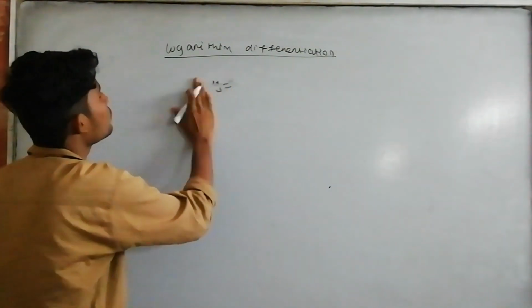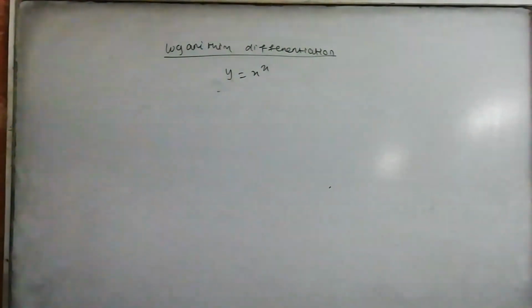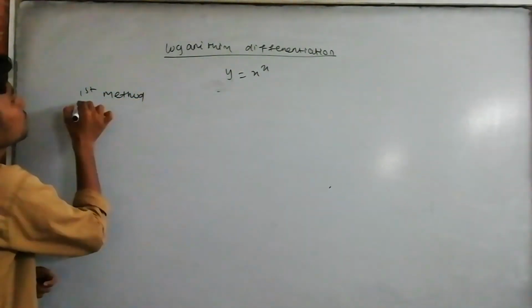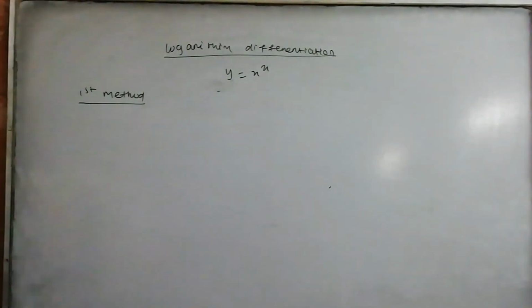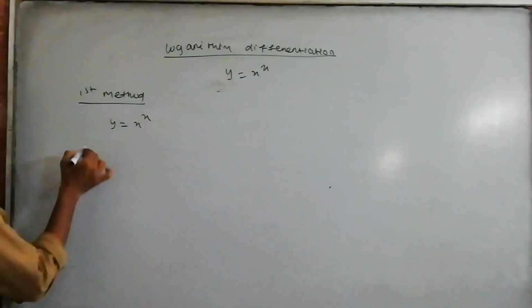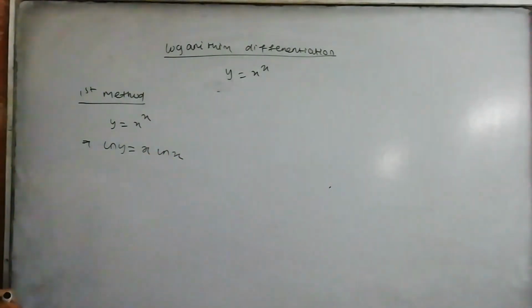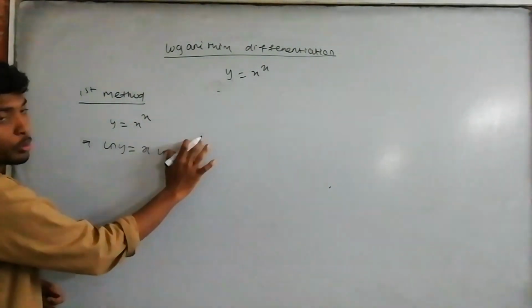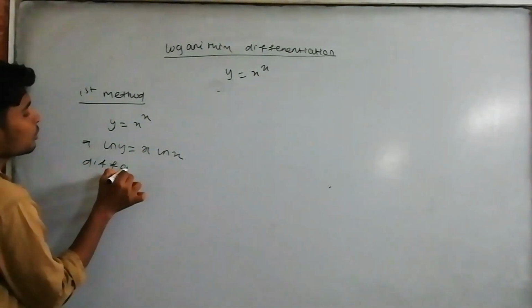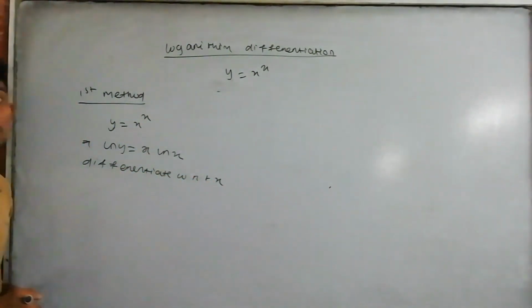If y is x to the power x, you have to use the first method, and also use the second method. First method: y is x to the power x. Then you have to take logarithm on both sides, that is ln y is x ln x. So taking logarithm on both sides, and differentiate with respect to x.